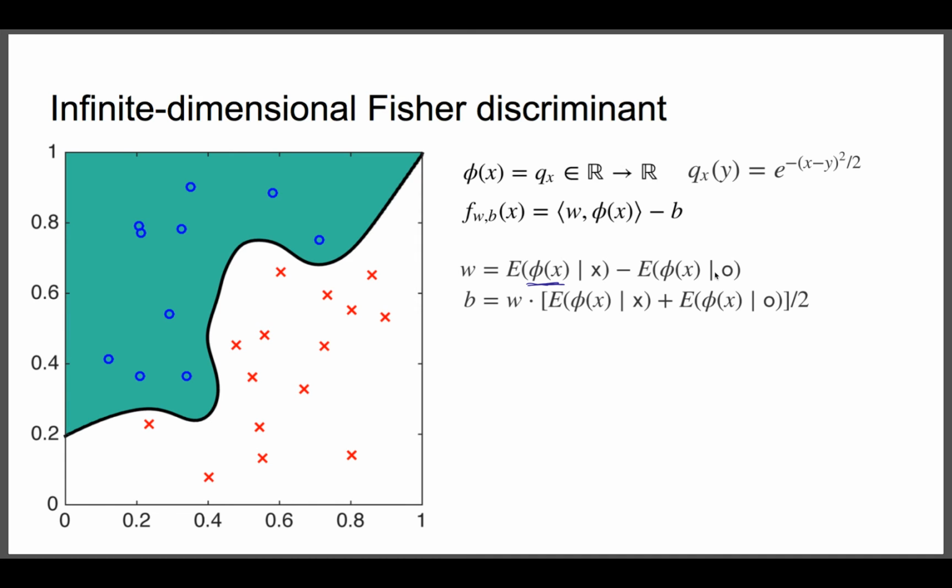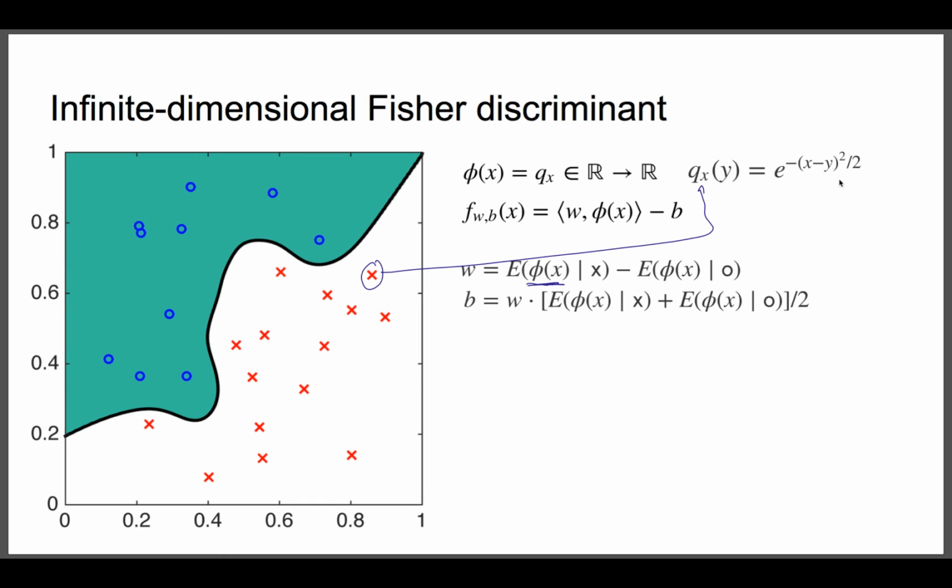phi of x is an entire function, right? So we're going to take our points, which are here in 2-dimensional space, and map the point x, right? So let's say that could be this point right here. That could be x. And we'll take q sub x of y, that's this entire function, which is e to the minus x minus y squared over 2, right? And so we're going to consider that the feature transform of our point. And it's an infinite dimensional vector, right? The feature transform of x, phi of x, is an infinite dimensional vector, but that's okay.